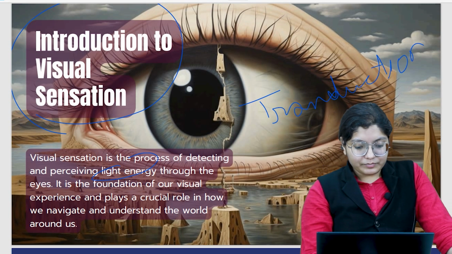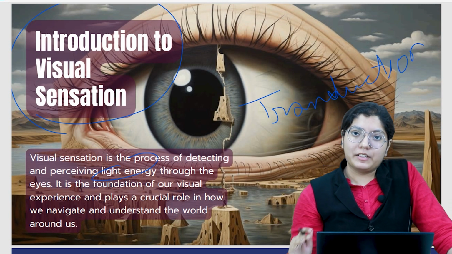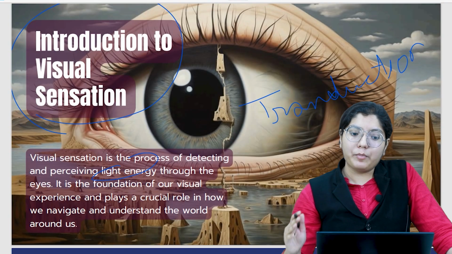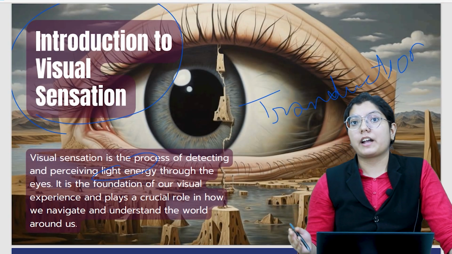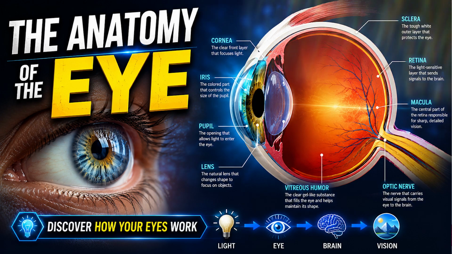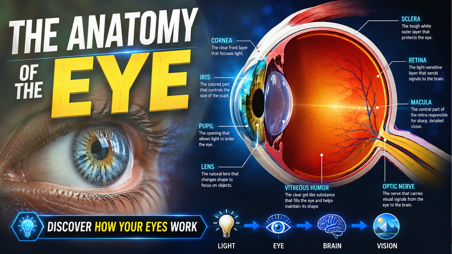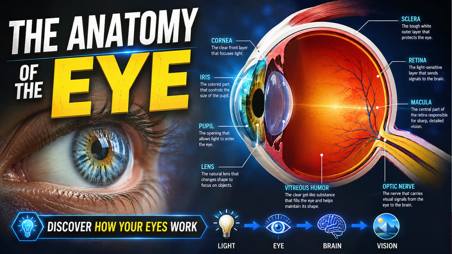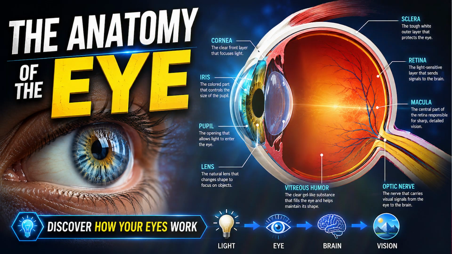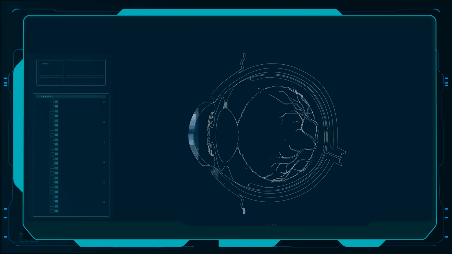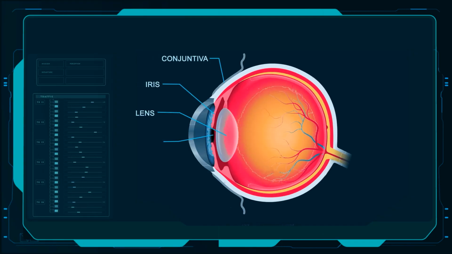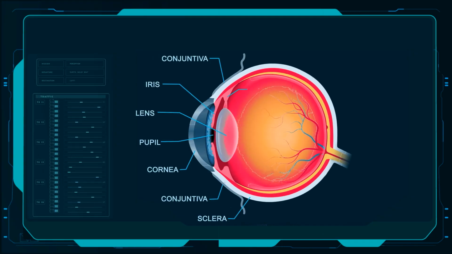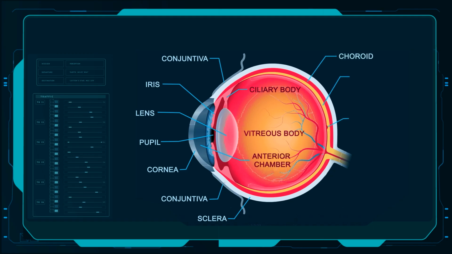Now, this whole process, this whole visual sensation, plays a very important role in how you understand the world around you. Now let's look into the anatomy of the eye. This is how your human eye looks, and let's do a quick overview of it. We will be covering the main parts of the eye, so you don't need to be scared by seeing so many labels. You just need to know the main 6-7 parts of the eye.